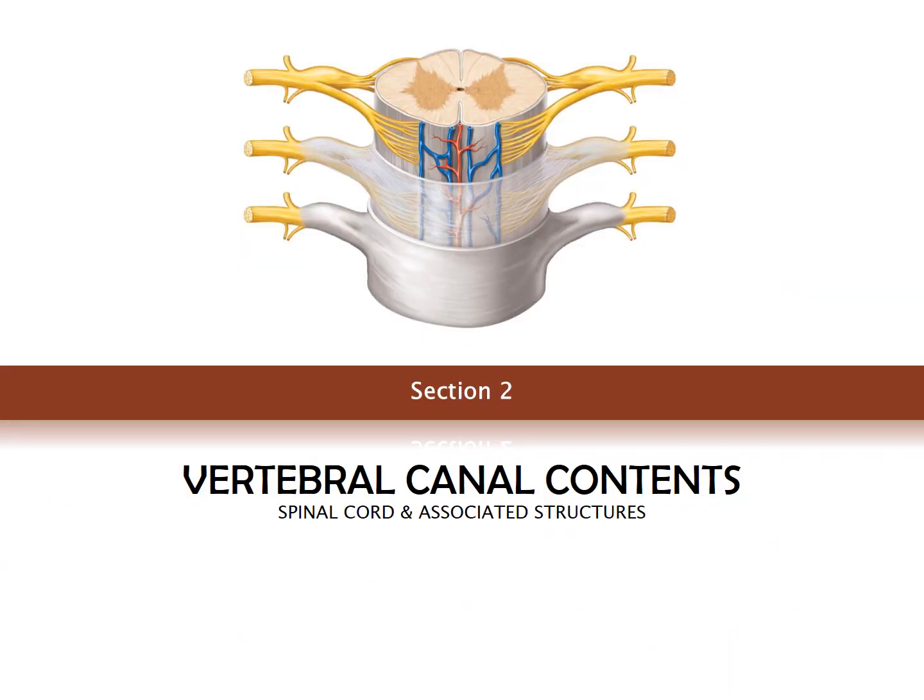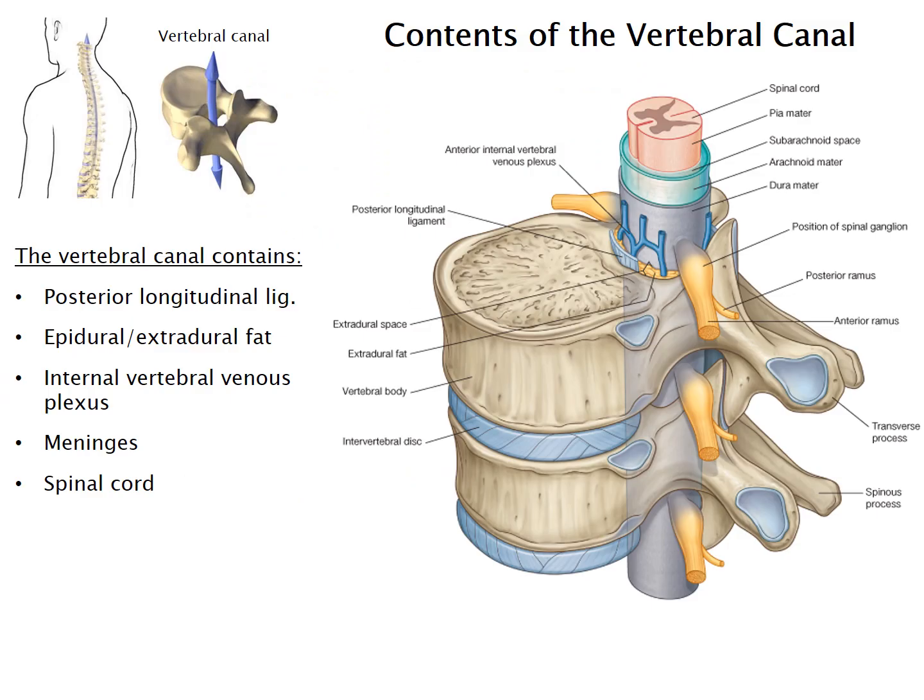Now let's take a look at the contents of the vertebral canal. Recall that each vertebra has a vertebral foramen, and when vertebrae are stacked one on top of each other, a canal is formed that runs the length of the vertebral column. We'll call that the vertebral canal or the spinal canal.